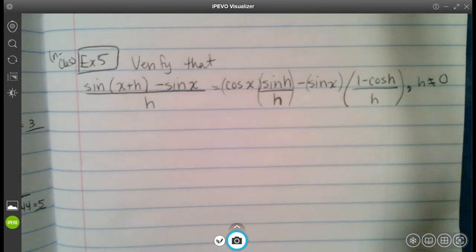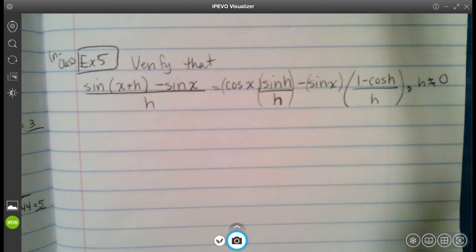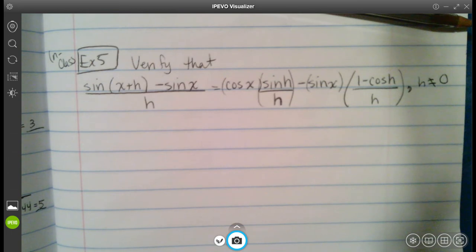Okay, this is a calculus related problem, so it's pretty exciting for anybody who's a super math geek. That's all I have, guys. If you have any questions, as always, let me know.